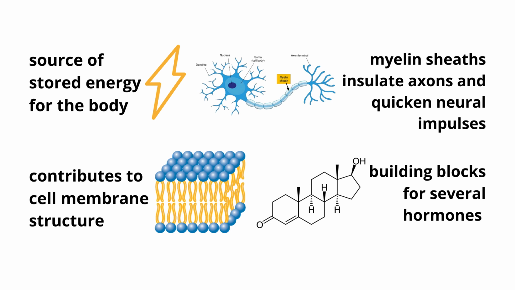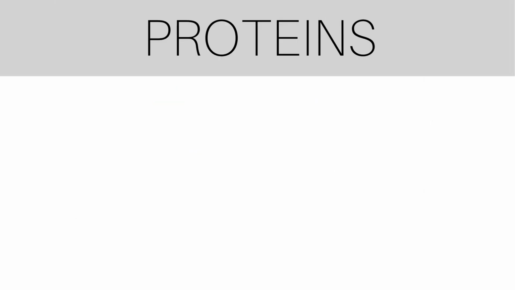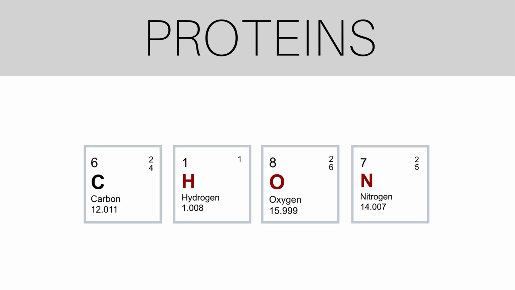When a hormone is made of lipids, it can easily pass through a cell membrane because the phospholipid bilayer of the cell membrane and the hormone are both nonpolar, so the cell will easily allow the molecule to pass through. Next, let's look at proteins, which are made of the elements carbon, hydrogen, oxygen, and nitrogen.